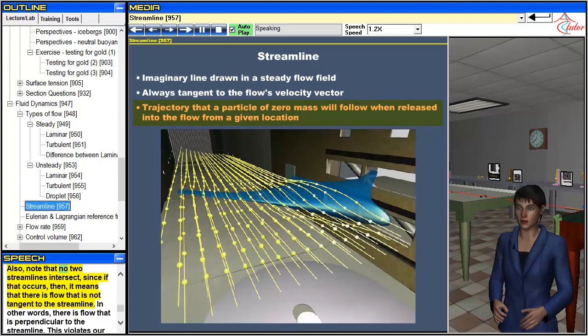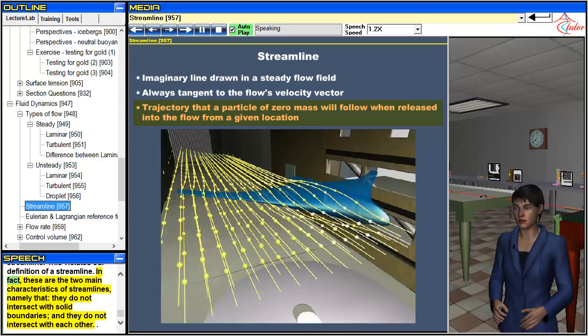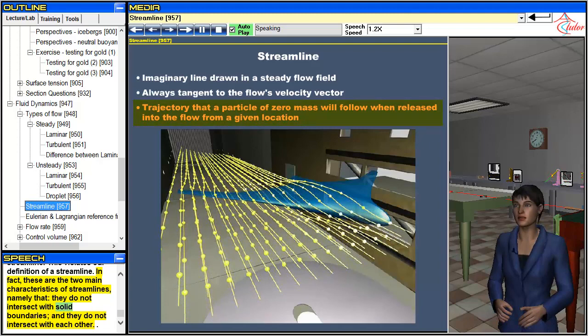Also, note that no two streamlines intersect, since if that occurs, it means that there is flow that is not tangent to the streamline. In other words, there is flow that is perpendicular to the streamline. This violates our definition of a streamline. In fact, these are the two main characteristics of streamlines, namely that they do not intersect with solid boundaries, and they do not intersect with each other.